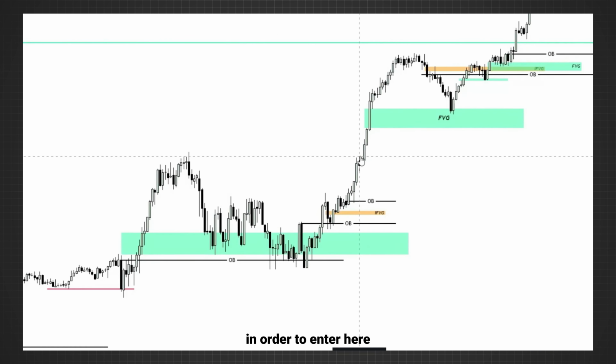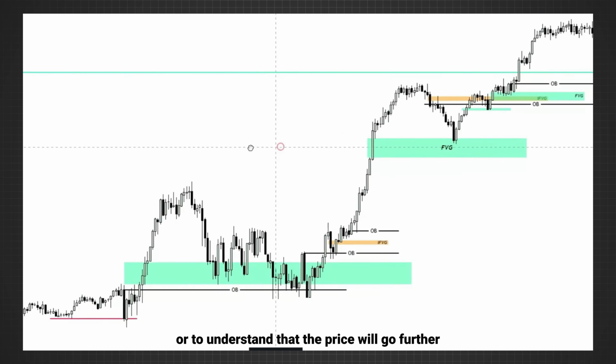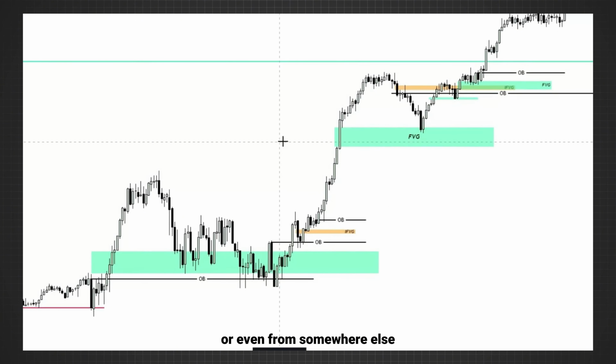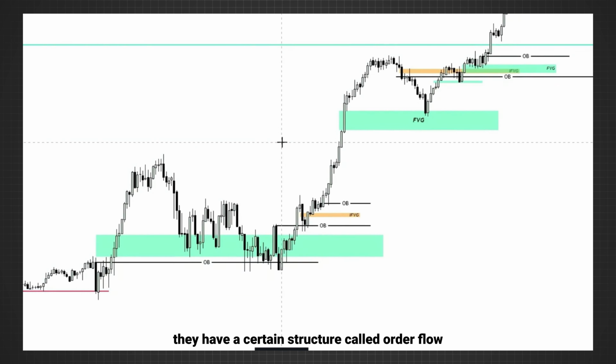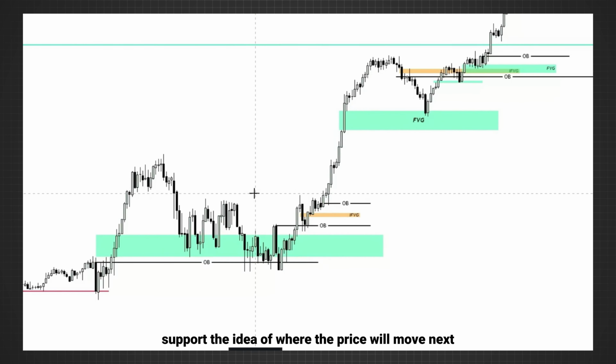In order to enter here, it is necessary either to be very brave or to understand that the price will go further. Ideally, you should enter at least from these points, or even from somewhere else from a greater depth. I am just showing you that these movements are not random. They are not chaotic. They have a certain structure called order flow. Now, the most interesting and most important thing that you should remember is that this whole structure should once again support the idea of where the price will move next.